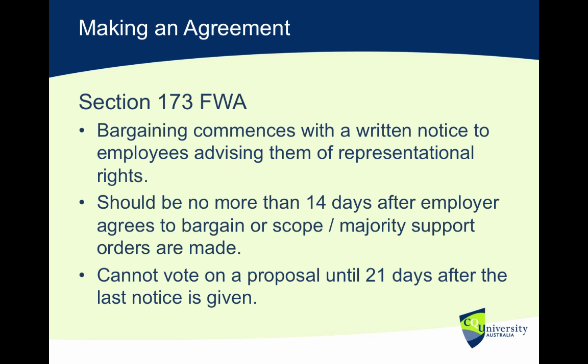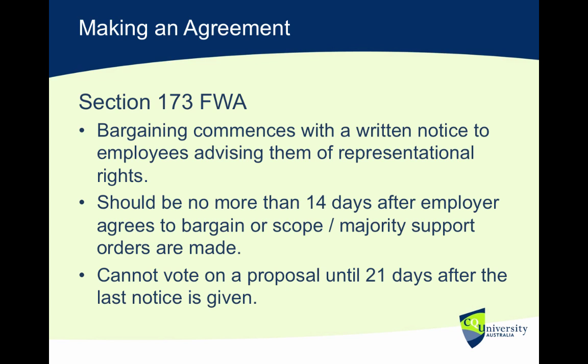On the other hand, I'll talk about this more in a second, if they haven't voluntarily said they want to start to bargain, there might have been an order made, particularly around representation, or some other order made. So, for example, there could be a scope order made, or a majority support determination. But I'll talk about that in a second. But the point is that it starts off with a written notice to employees saying you've got rights to be represented at the bargaining, at the discussion.